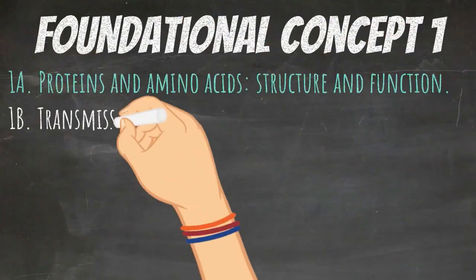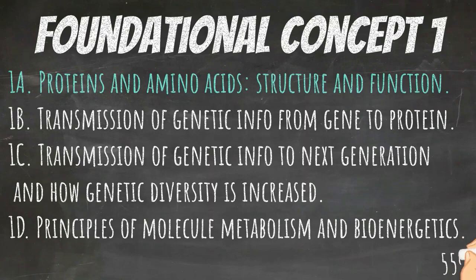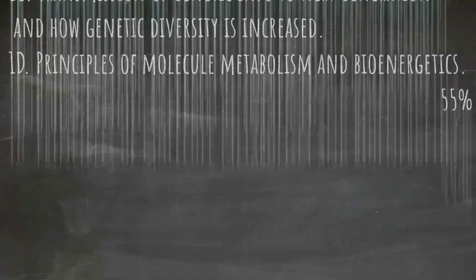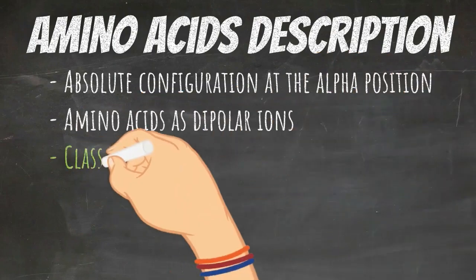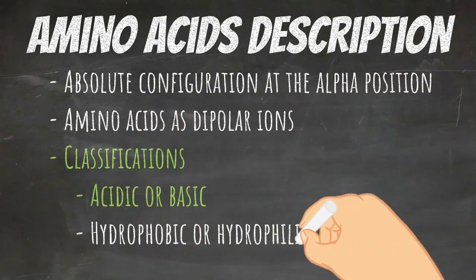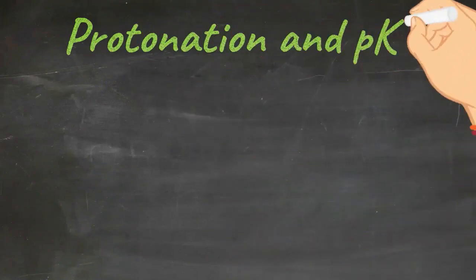Today's video is foundational concept number 1 of biology, 1A, proteins and amino acids, structure and function. So we're continuing with the second video on classifications of amino acids and whether they are acidic or basic. First, we're going to talk about protonation and pKa.